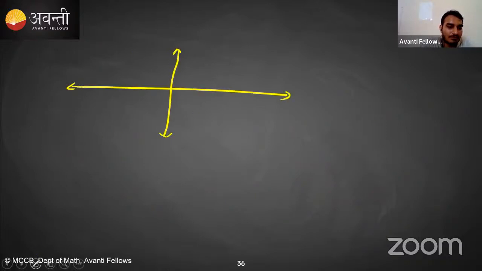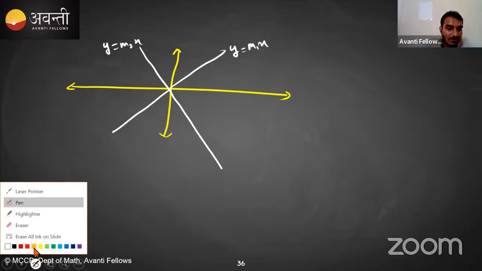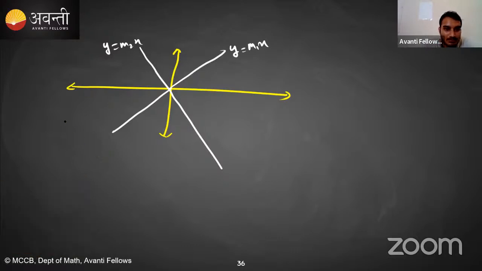Everybody knows this, right? Suppose one line has slope m1, and the other line has slope m2. So let's say it is y is equal to m1x and y is equal to m2x. We know this from the homogeneous equation of degree 2. There are two lines, so find the angle bisectors of these two lines. Let's say maybe one of the angle bisectors is this. Let's say this.